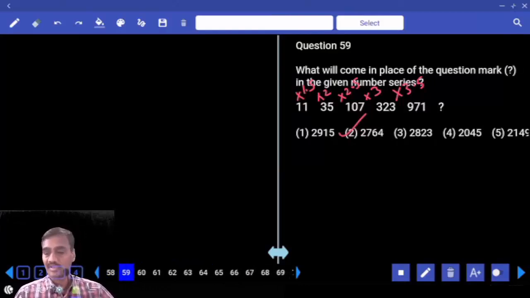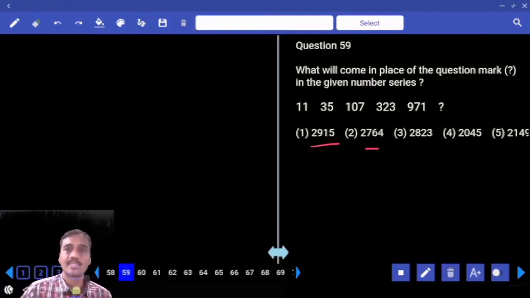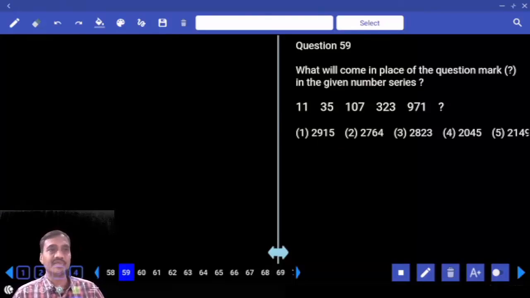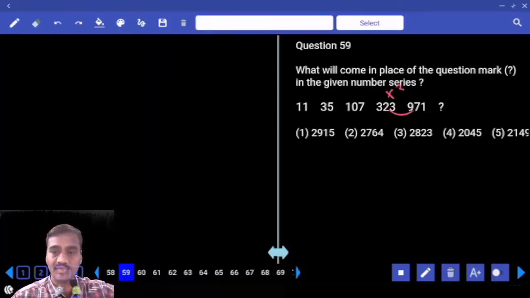Then 59. The numbers start with 11 and the choices are 2900, 2700. The numbers are increasing at a very fast rate. So what must this be? Hence it must be under product or a combination. 11 and 35 cannot be related in product, hence it must be under combination. In the case of combination, where should we try? The highest number, 323 and 971. Try here, how does it come? 323 into 3 is 969, plus 2 we got. Here, into 3 plus 2.